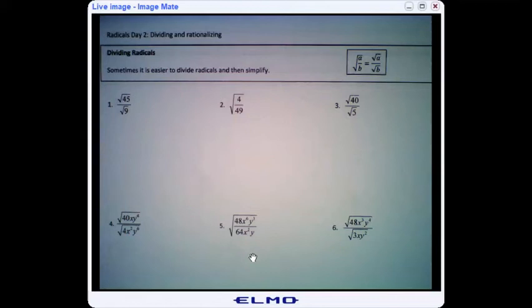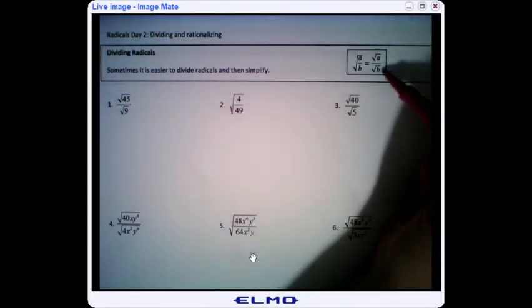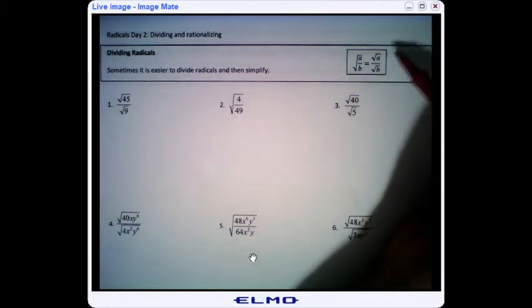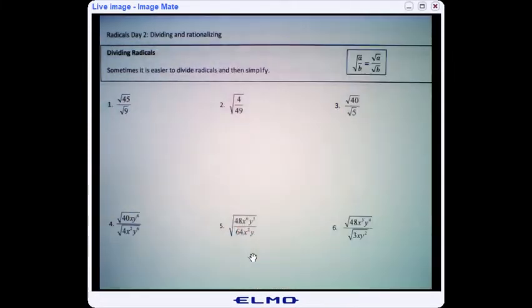Today we're going to be talking about dividing radicals. Sometimes it's easier to divide the radicals than to simplify. So if you have a radical up top and bottom, you can write it all under one, or you can split a whole radical with a fraction into the fraction, the radical up top and the radical on the bottom. So square root of 45 divided by square root of 9.